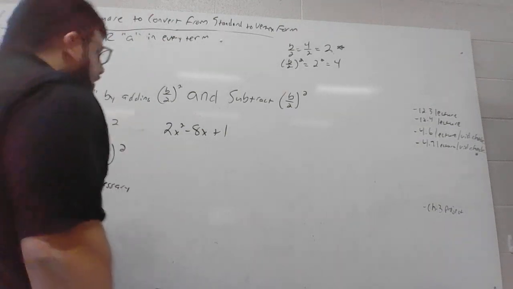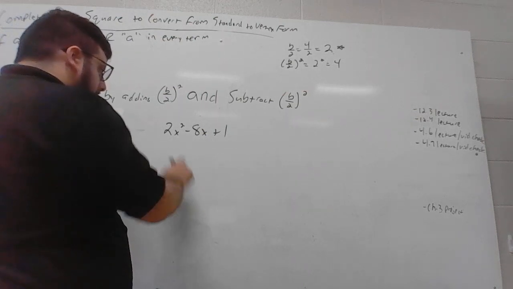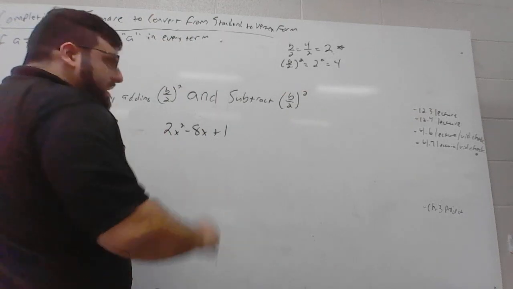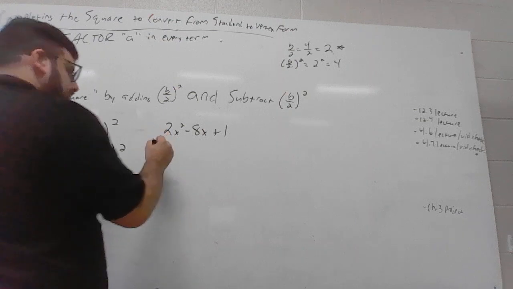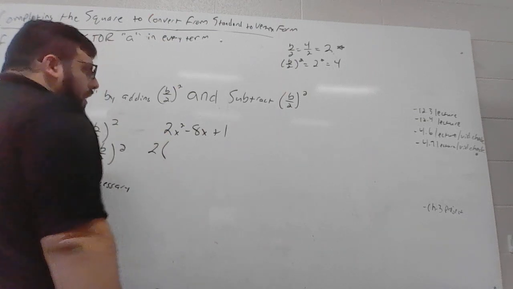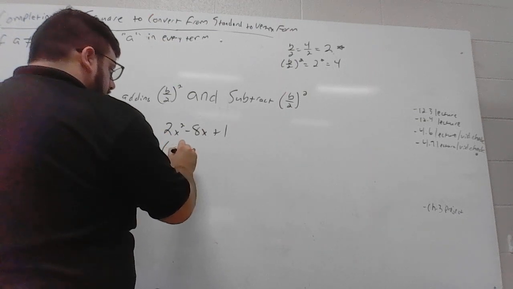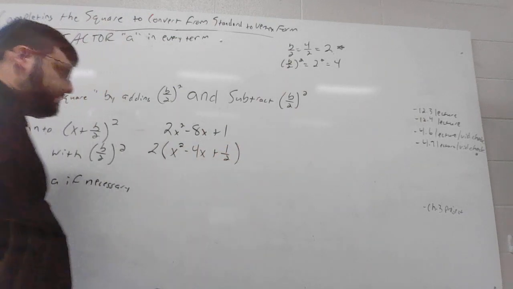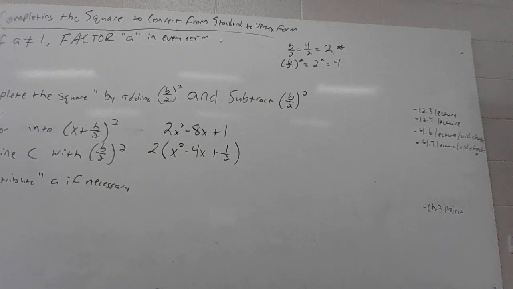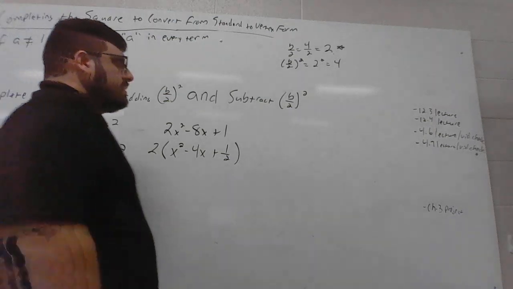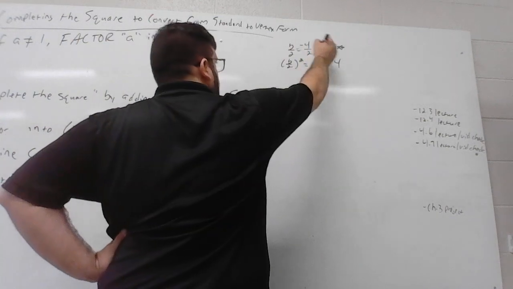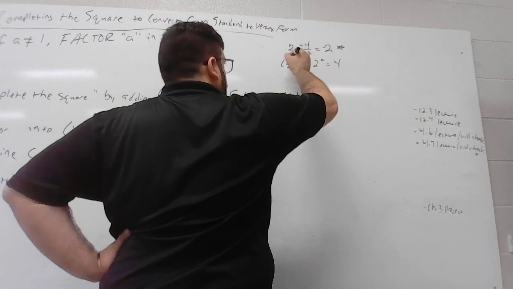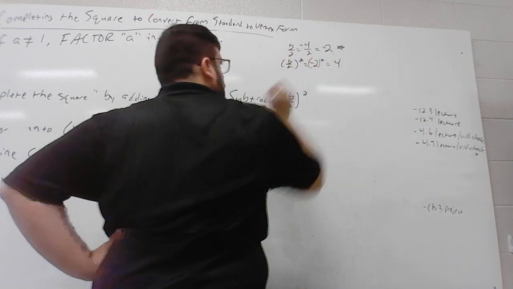All right. So again, here's my a. I want to get rid of it. So I'm going to factor a 2 out of all these terms. x squared minus 4x plus 1/2. So now my new b is negative 4. All right, so negative 4 over 2 is negative 2. Negative 2 squared is positive 4.